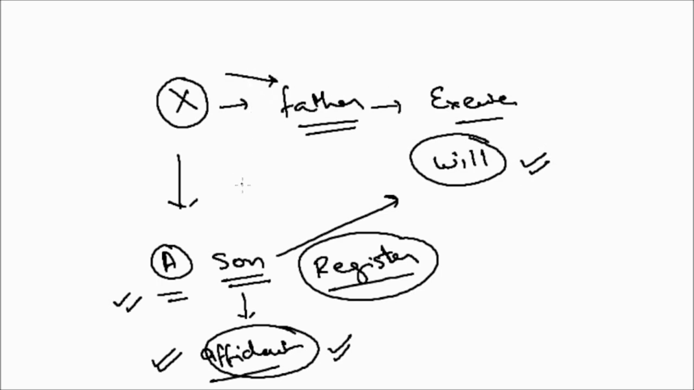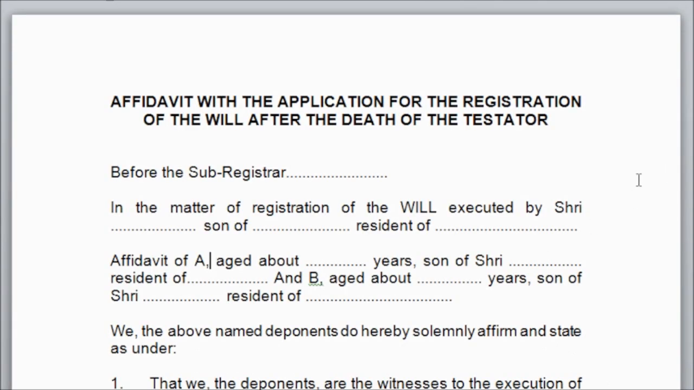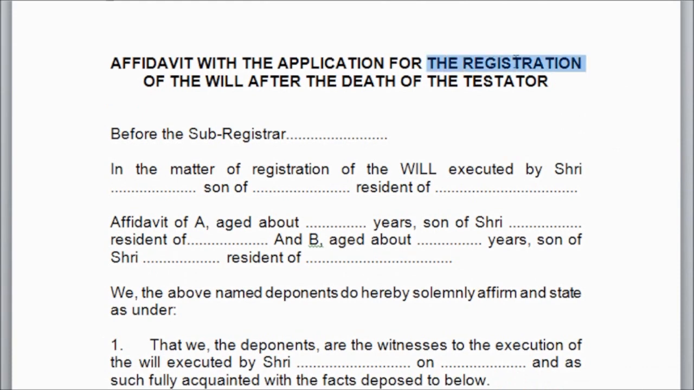So let us open it. Here it is. Whenever you write an affidavit for the registration of a will after the death of the testator, the testator here is the person who has executed the will. Whenever you are going to register a will and giving an affidavit for registration of will, you have to mention the sub-registrar, because you are giving the affidavit before the sub-registrar.